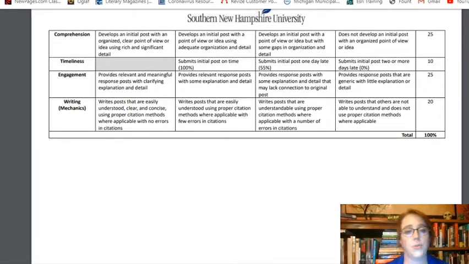Timeliness. Did you post on time? Awesome. Good to go. Engagement. Now, this is our conversations with our peers. To get proficient in engagement, you provide relevant response posts with some explanation and detail to at least two peers. To get exemplary, you go into further detail. You ask those questions. You are making a clear attempt at fostering conversations. And then the writing and mechanics is essentially, are you using proper grammar? So that's a look at our rubric for our discussion forums.